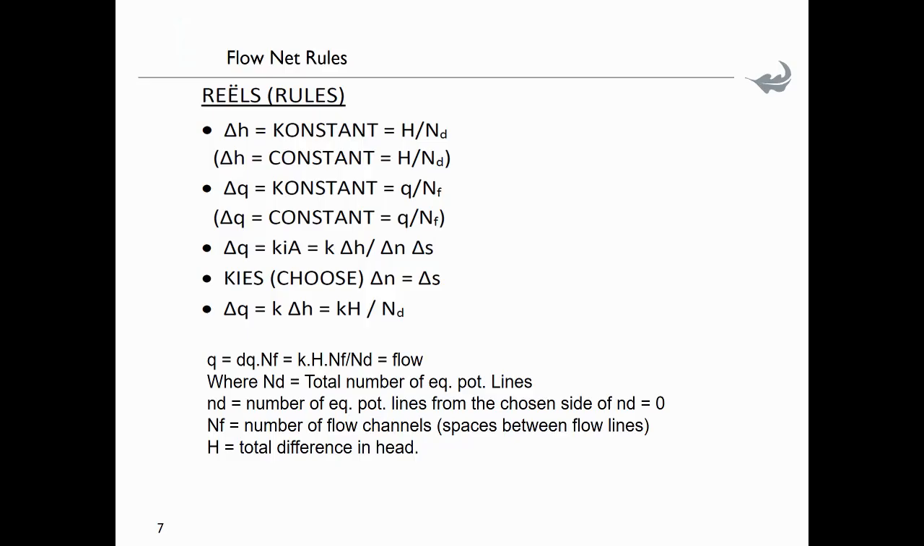So Q is delta Q times the number of flow channels, which equals k times the total head times the number of flow channels over the number of equipotential drops, and that is the flow. So ND is the total number of equipotential drops, small nd is the number of equipotential lines from the chosen side, so the specific equipotential line that you choose at the point where you want to determine the pressure. Then NF is the number of flow channels, the spaces between the flow lines, and H is the total difference in head.